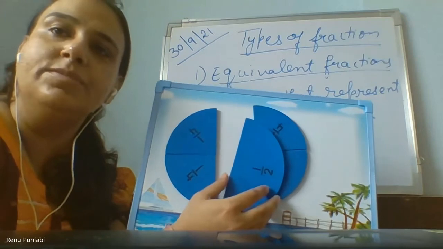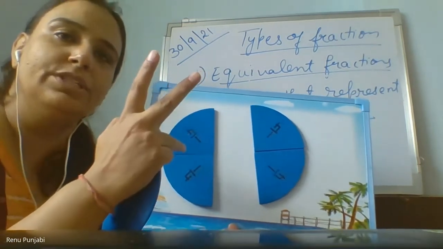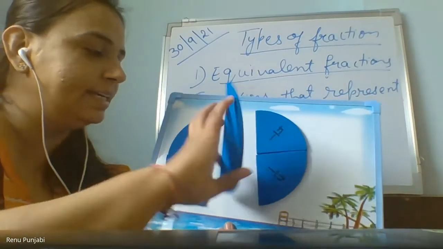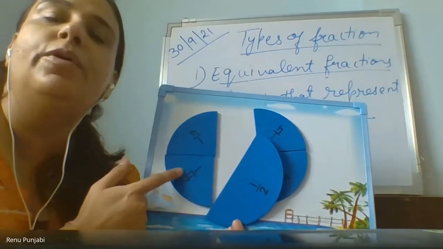Got it, students? Yes, ma'am. How many 1/4 make half? 2 1/4 make half. So if I say 2 upon 4 and 1 upon 2, I can tell that this is an equivalent fraction. 1 upon 2 and 2 upon 4.